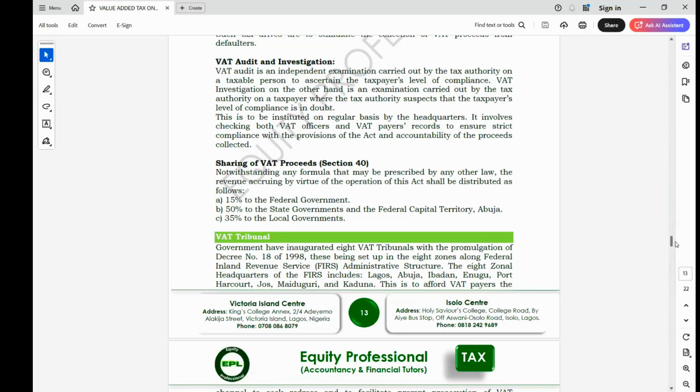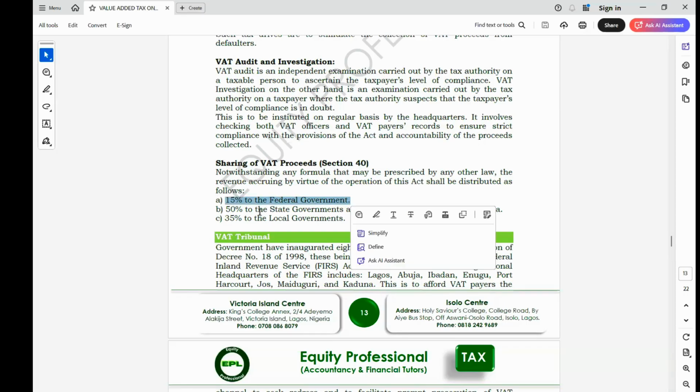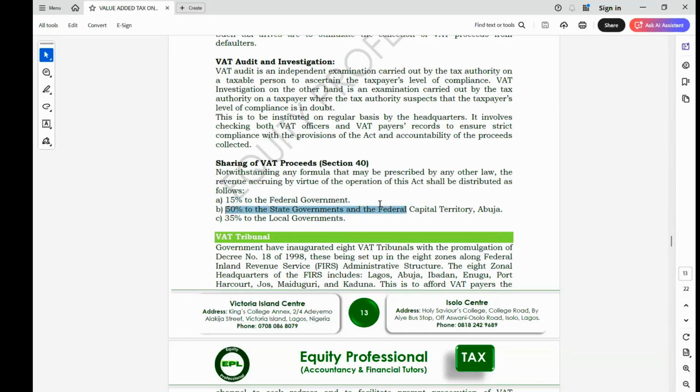authority, by FIRS. So this money collected by FIRS is not going to be kept by FIRS alone, because the money does not belong to the federal government alone. The money belongs to the federal, the state, and the local governments. So this money will now be shared among the three tiers of government in this ratio. 15% will be shared to the federal government, 50% to the state governments and the Federal Capital Territory, while 35% will be shared to the local government.